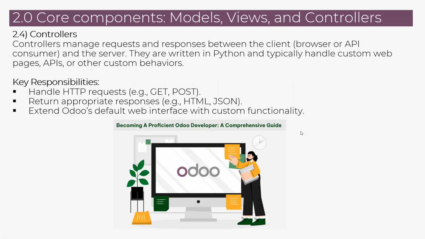Next are the controllers. Controllers manage requests and responses between the client, which is either the browser or an API consumer, and the server. They are written in Python and typically handle custom web pages, APIs, or other custom behaviors. The key responsibilities of the controllers are to handle HTTP requests, e.g. the GET and the POST. They also return appropriate responses, e.g. HTML and JSON. They also extend Odoo's default web interface with custom functionality.